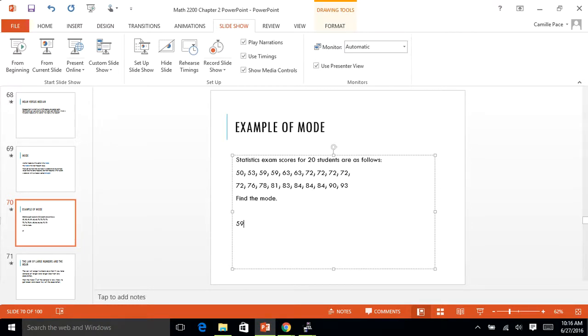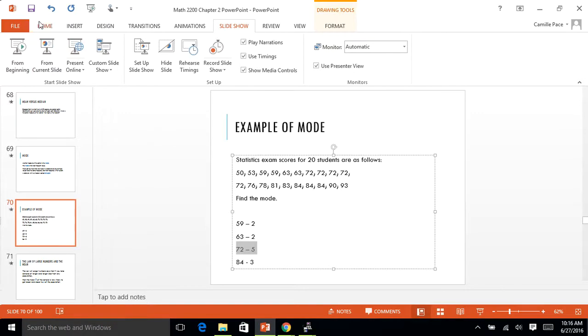Okay, so 59 occurs twice. 63 occurs twice. 72 occurs 5 times. And let's see, 84 occurs 3 times. Okay. So again, 59 occurred twice, 63 occurred 2 times, 72 occurred 5 times, and 84 occurred 3 times. I don't care about anything but the one that occurs the most.